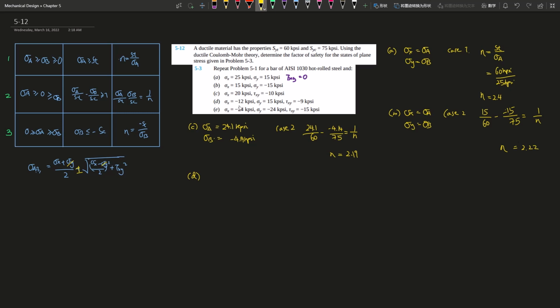For D, again, this is not in a principal state; we're in plane stress. We have to use this equation again, but this time stress Y is not zero because it's given. Plug everything in. You should get stress A equals 17.7 kpsi, and stress B equals negative 14.72 kpsi. So this is another case two situation: A is bigger than zero, B is smaller than zero. It's case two again: 17.7 over 60 minus negative 14.72 over 75 equals 1 over n.